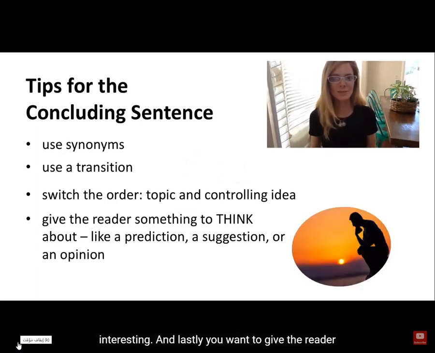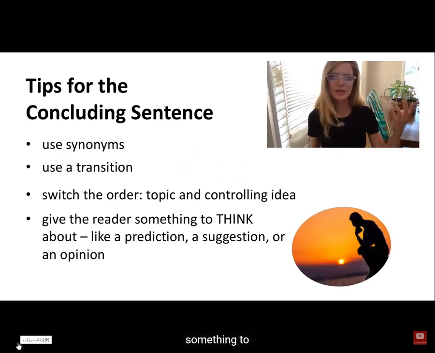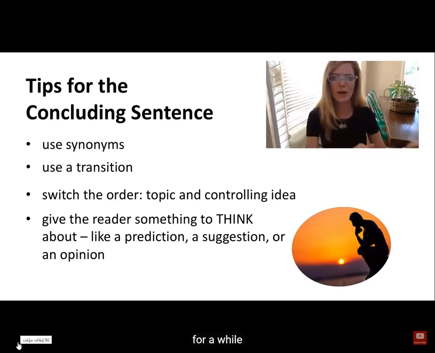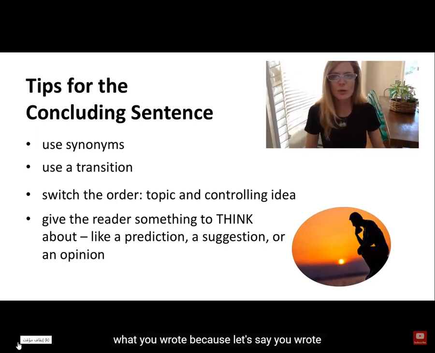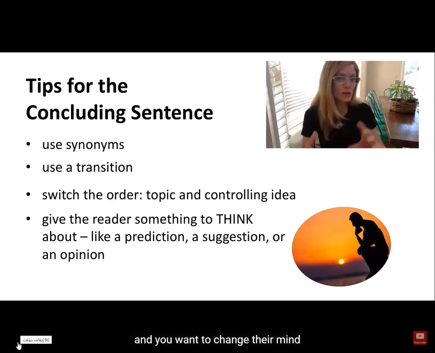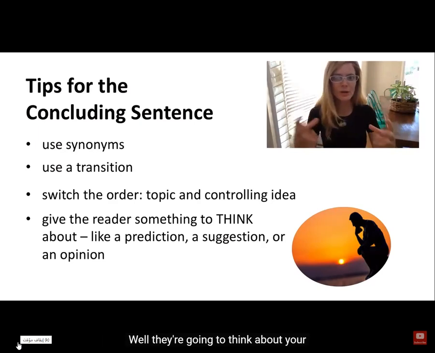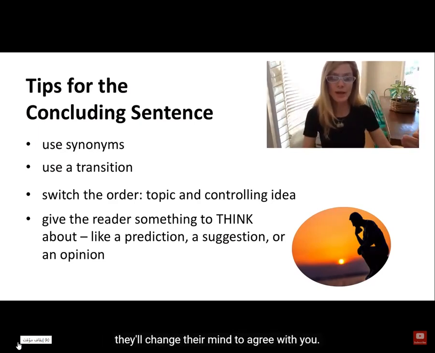And lastly, you want to give the reader something to think about at the end. You're not just writing this paragraph for no reason. Your paragraph has a purpose, and it's always to get into the mind of your reader. When you have a super strong concluding sentence, that reader continues to think about what you wrote for a while after they've finished reading. Let's say you wrote an opinion paragraph and you want to change their mind, and your concluding sentence is super strong. Well, they're going to think about your opinion and maybe they'll change their mind to agree with you.